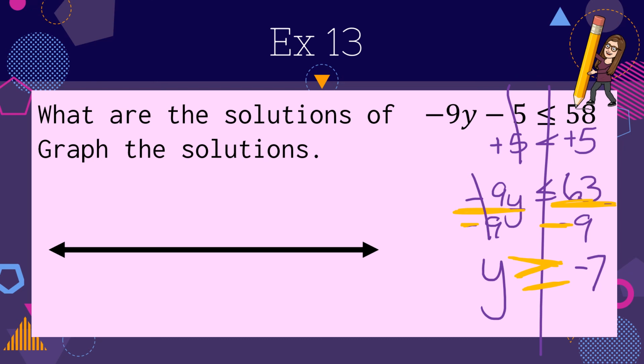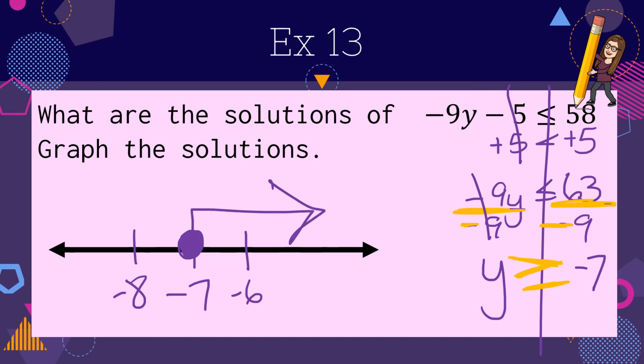Let's draw our number line solution. Negative 7, correctly label left and right. Open or closed? Closed. y is greater than negative 7. That means to the right.